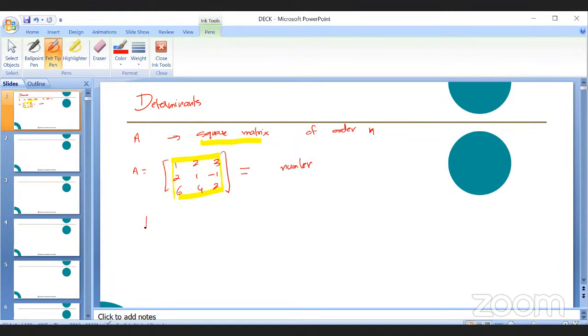And how will you write? Determinant of A, we will write like this. Determinant of A will give you some number as the answer, not this square form. Suppose A is a matrix of order 1, that means 1 row, 1 column. If such a matrix has only one element, then what will be the determinant of A? It will be a only.